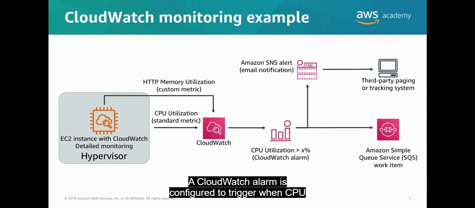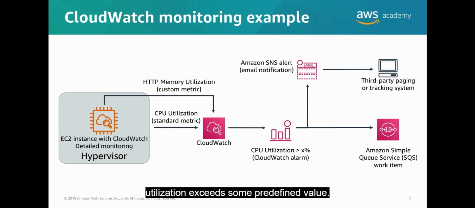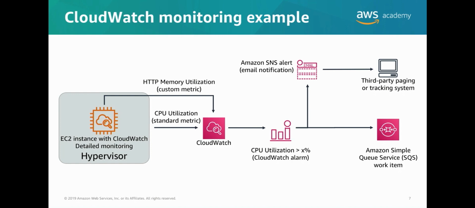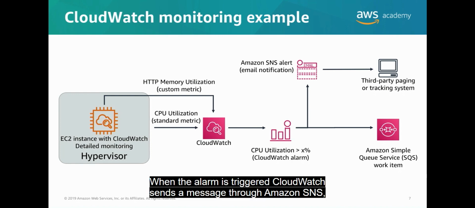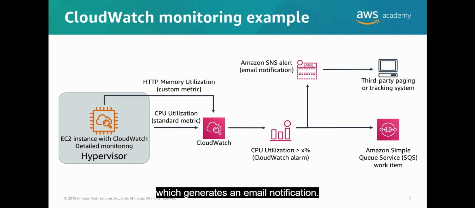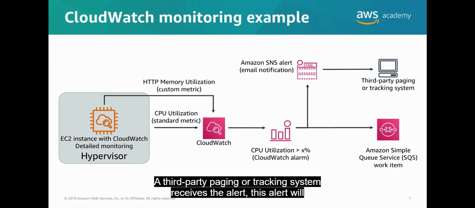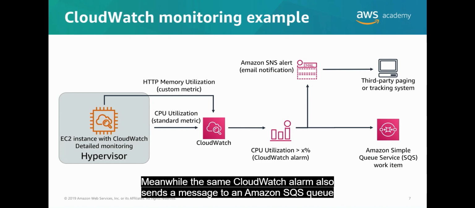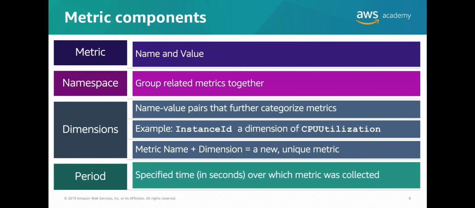A CloudWatch alarm is configured to trigger when CPU utilization exceeds some predefined value. When the alarm is triggered, CloudWatch sends a message through Amazon SNS, which generates an email notification. A third-party paging or tracking system receives the alert. This alert will likely trigger other actions, such as paging the on-call support staff. Meanwhile, the same CloudWatch alarm also sends a message to an Amazon SQS queue, which generates a work item.